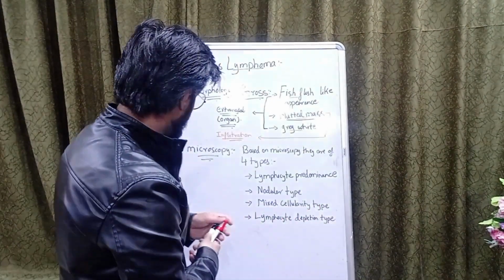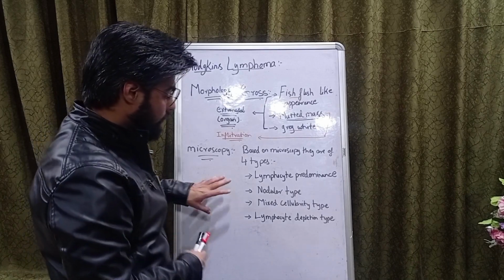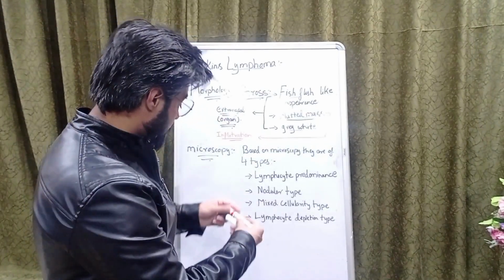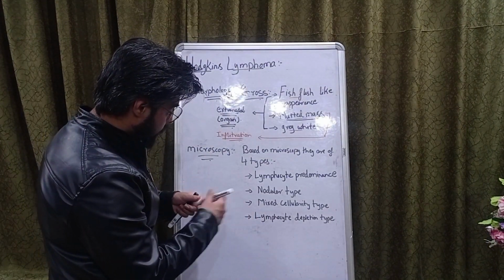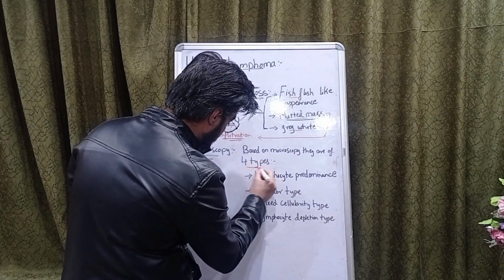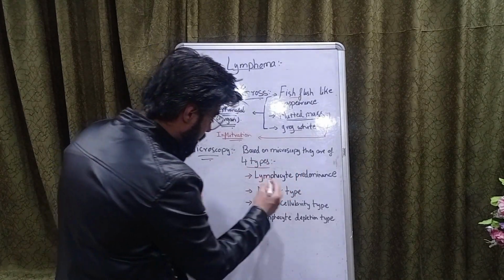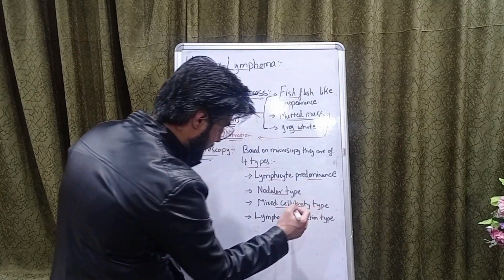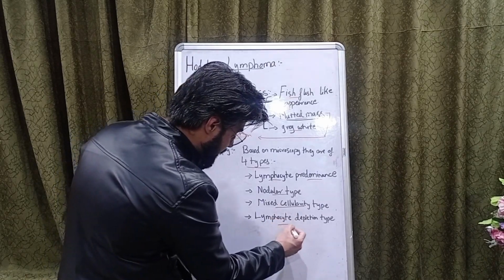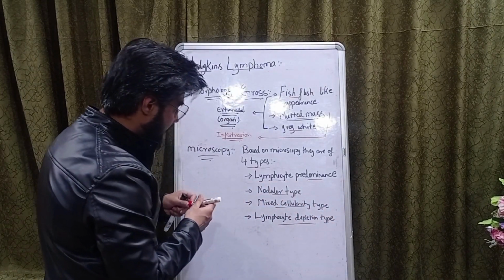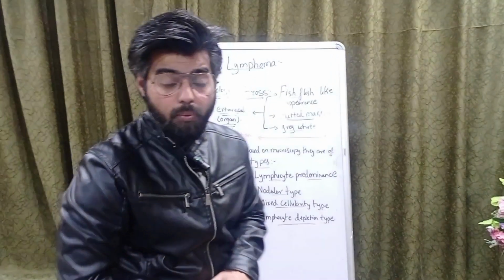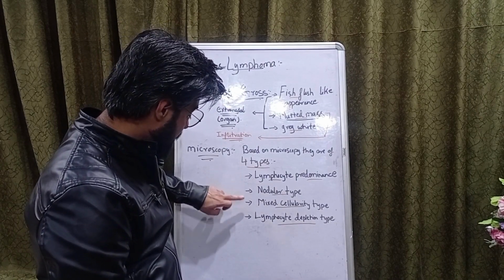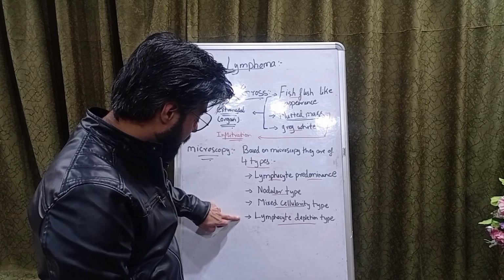Fine. Next, microscopy. Based on the microscopy, there are four types. And they are as follows. First is lymphocyte predominance type. Next is nodular type, mixed cellularity type, and the last one is lymphocyte depletion type. Let me repeat it again. The microscopy types are four: lymphocyte predominance type, nodular type, mixed cellularity type, and lymphocyte depletion type.